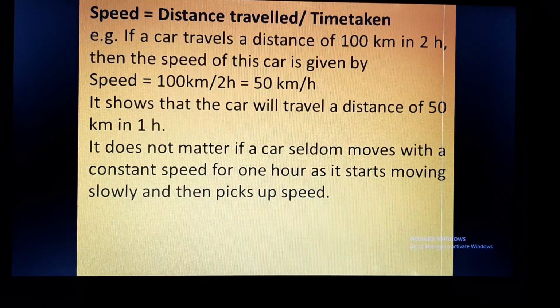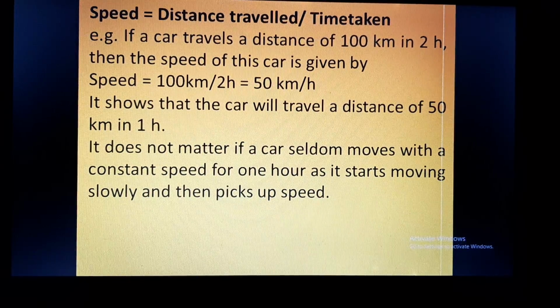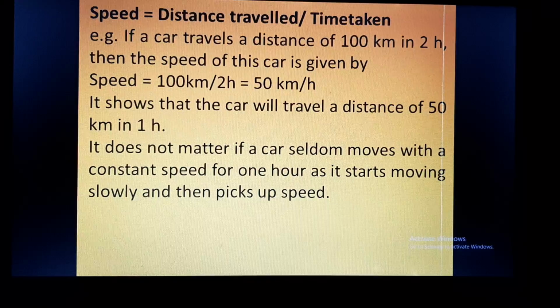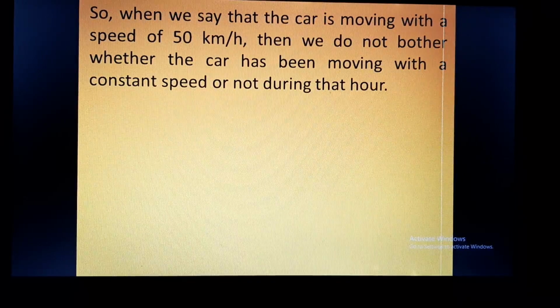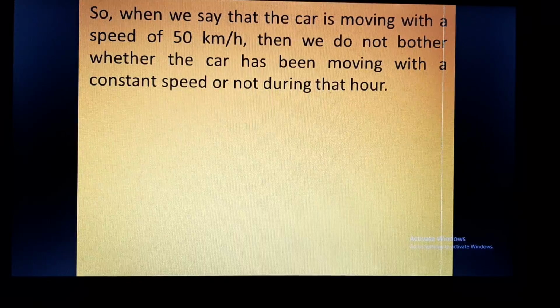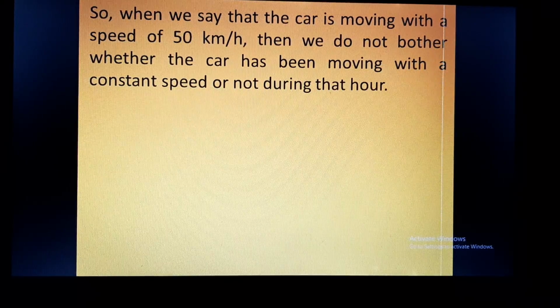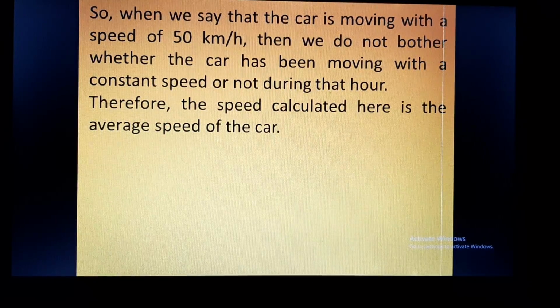Now, it does not matter if a car seldom moves with a constant speed for 1 hour, as it starts moving slowly and then picks up the speed. So whenever we travel, if I say that a car is traveling 50 kilometers in 1 hour, in that 1 hour, that car is not constantly moving with 50 kilometers per hour. Sometimes it will have 20 kilometers per hour speed, sometimes it will have 70 kilometers per hour speed also. But if we take an average speed, that will be 50 kilometers per hour.